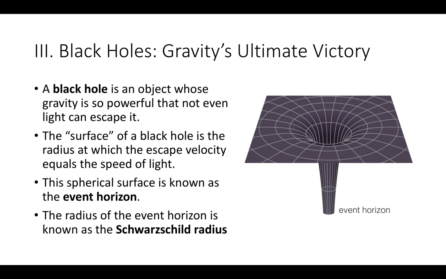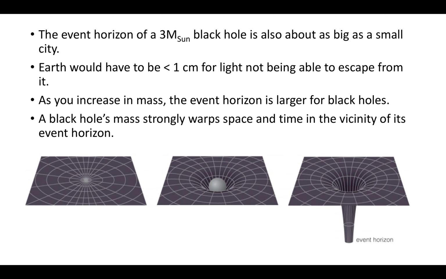I was going to read something here, I think it's on the next slide, yep. The event horizon of a 3-solar-mass black hole, three times the mass of our sun, is also about as big as a small city. Earth would have to be less than a centimeter for light to not be able to escape from it. As you increase in mass, the event horizon is larger. The black hole's mass strongly warps space and time in the vicinity of its event horizon.